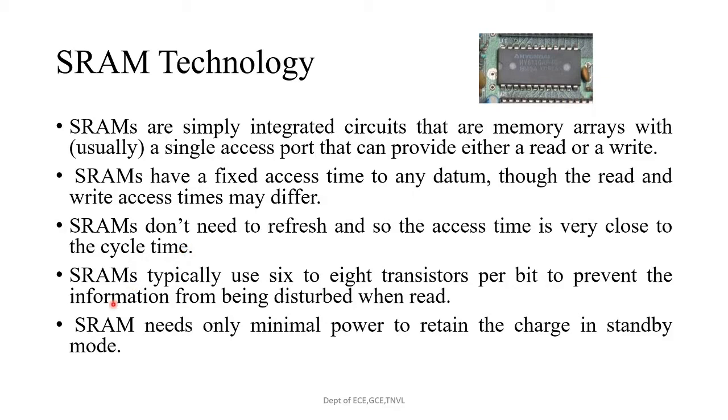Fourth point, SRAMs typically use 6 to 8 transistors per bit to prevent the information from being disturbed when read. Also, SRAM needs only the minimal power to retain the charge in standby mode. So caches are usually implemented with this SRAM.